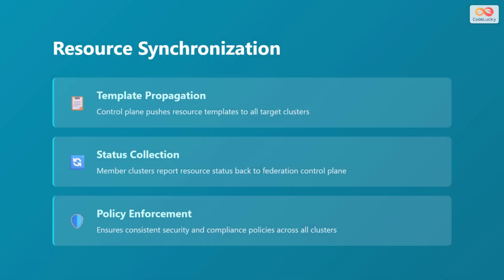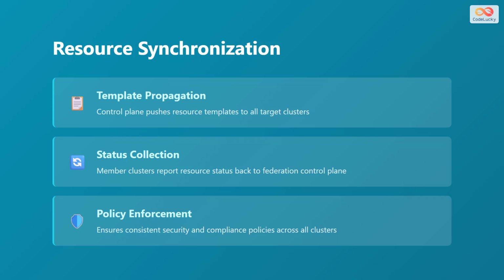Resource synchronization is a critical aspect of Cluster Federation. The process involves three main activities. First is template propagation, where the control plane pushes resource templates to all target clusters. This ensures that every cluster receives the correct configuration.